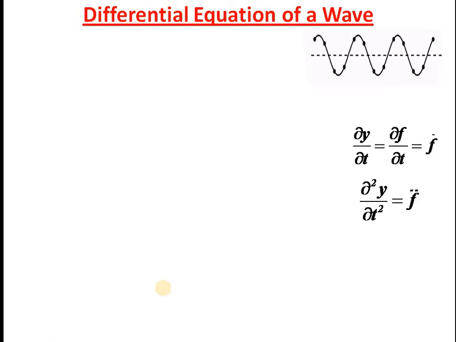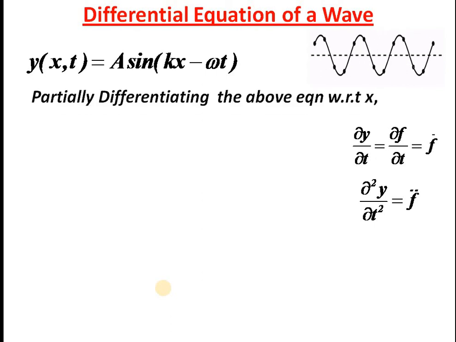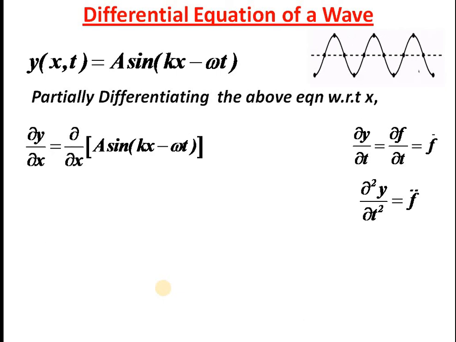Now we will move on to differentiate the wave function with respect to x. First let us differentiate with respect to x partially. So you can write like this: ∂y/∂x is equal to ∂/∂x of a sin(kx − ωt).